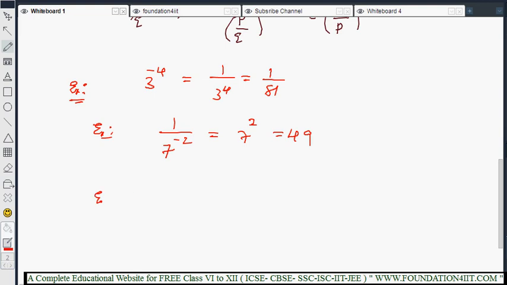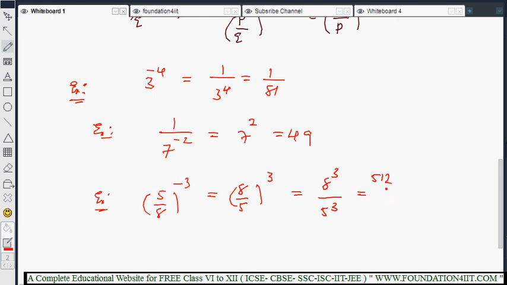Now interchanging the fraction, 5 by 8 whole to the power minus 3. Now the power here is minus 3. So to make minus 3 into plus 3, we should take the reciprocal of this 5 by 8. If you reciprocal 5 by 8, that is 8 by 5 whole to the power plus 3. Then we can split it as 8 power 3 by 5 power 3. If they ask to simplify in the question, then 8 power 3 is 512, 5 power 3 is 125. So this is the fifth law, we can make it like this.